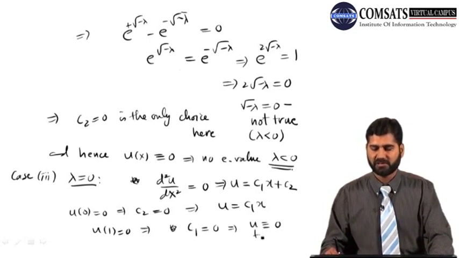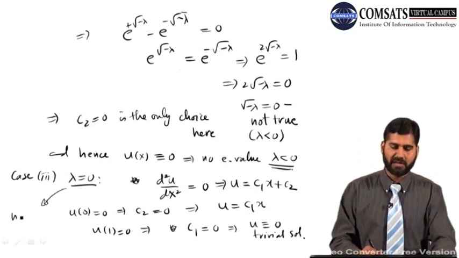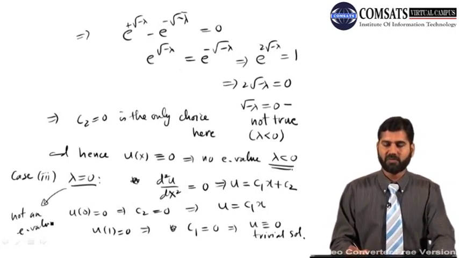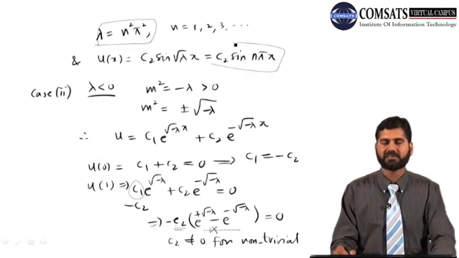This implies that u is equal to 0. Again, a trivial solution. So again, trivial solution, it means lambda equal to 0 is also not an eigenvalue. So this is also not an eigenvalue. So what we got is, we only got these to be eigenvalues, and these are eigenfunctions.